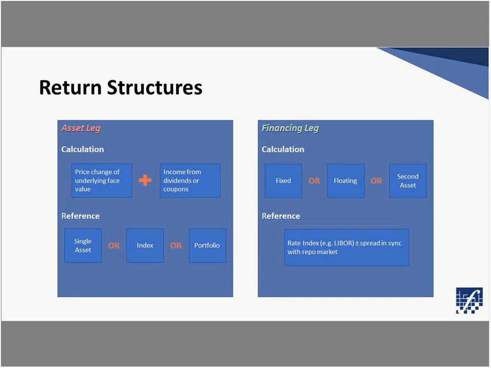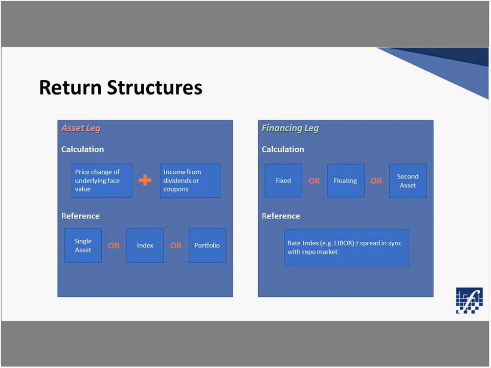So we basically already touched on the return structure of the asset leg. Basically, it's the total return, so the price change plus the income, and you can reference a single asset, index, or portfolio. But the interesting piece comes in on the financing leg. So you either specify a fixed rate, a floating rate, or a second asset, and the rate is typically quoted as LIBOR plus some spread, which then puts it in sync with the repo market.